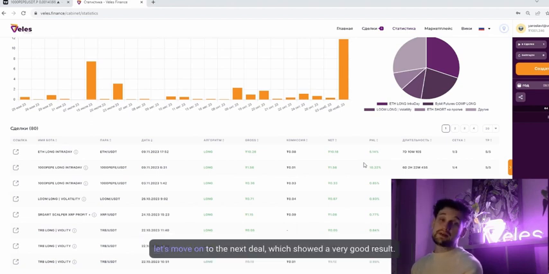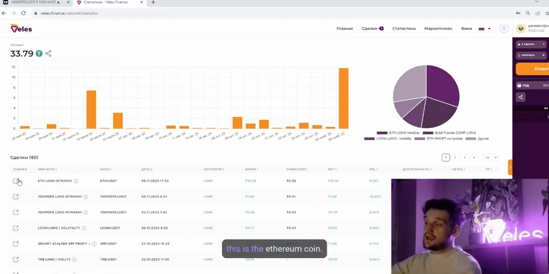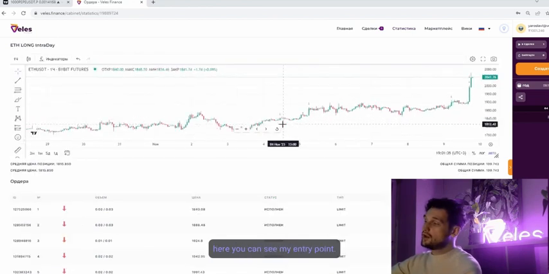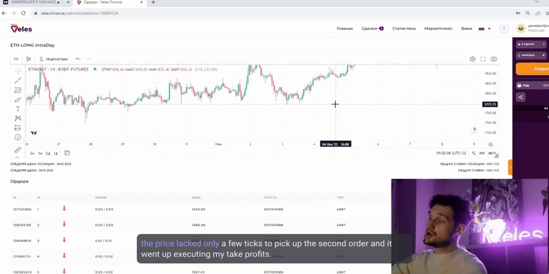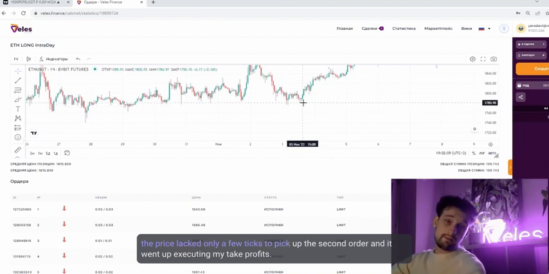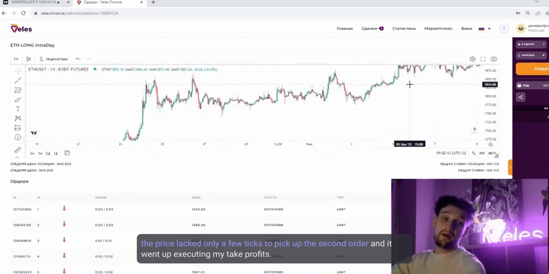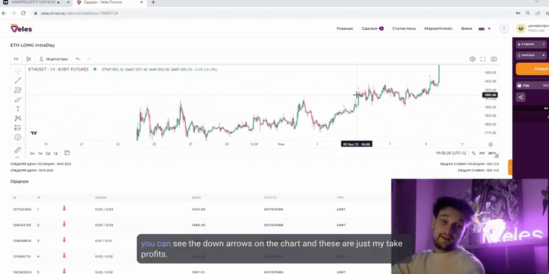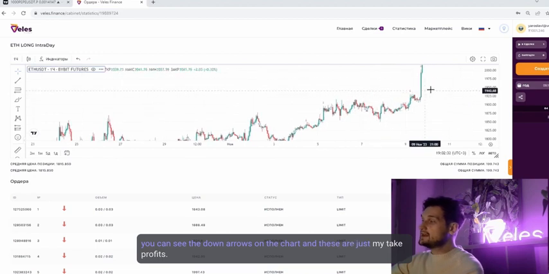Let's move on to the next deal, which showed a very good result. This is the Ethereum coin. Here you can see my entry point. The price lacked only a few ticks to pick up the second order, and it went up executing my take profits. You can see the down arrows on the chart, and these are just my take profits.